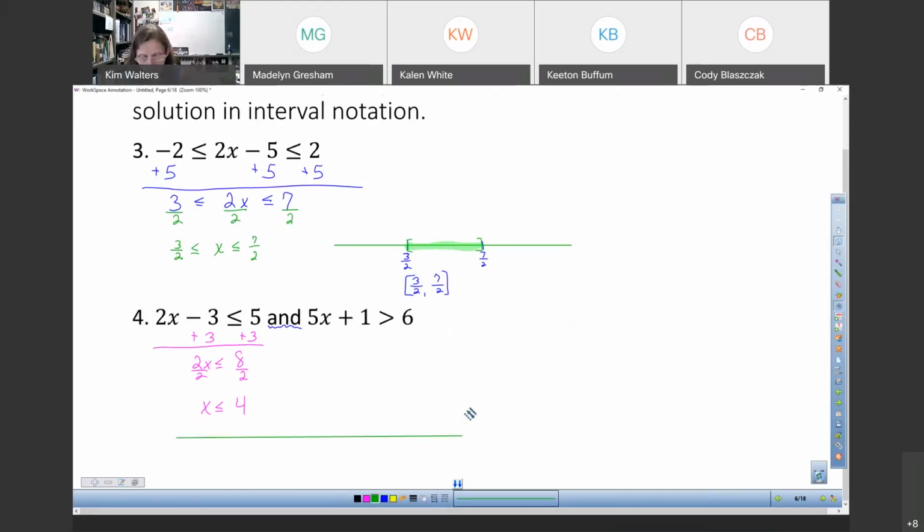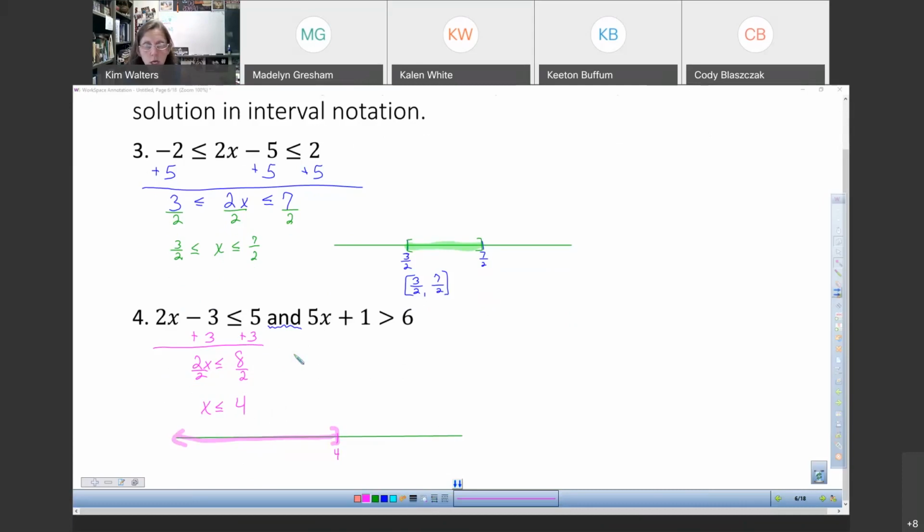So here's my number line, and here is 4 on my number line. And it says less than or equal to 4. That means I'm going to need a square bracket, and I'm going to shade to the left. And so my square bracket here and shaded to the left. So this is my x is less than or equal to 4, right?